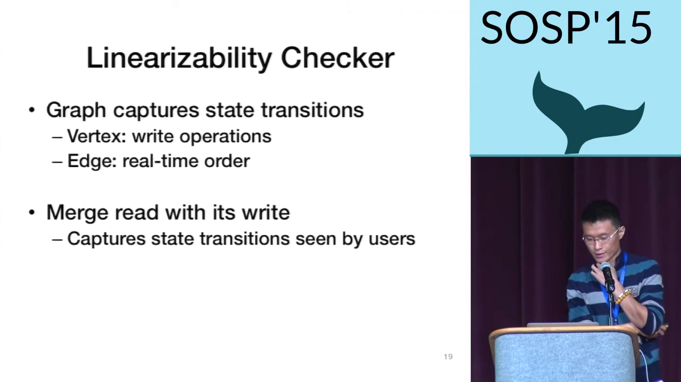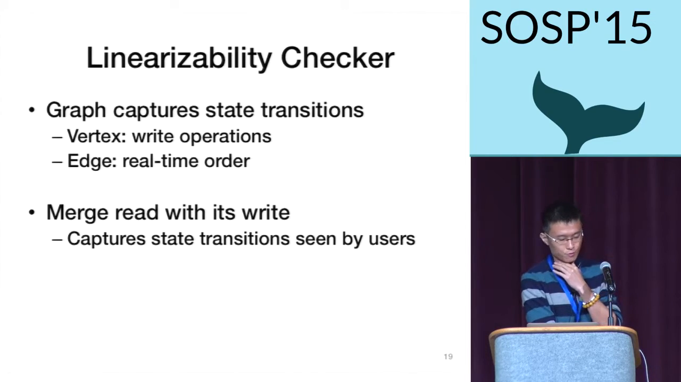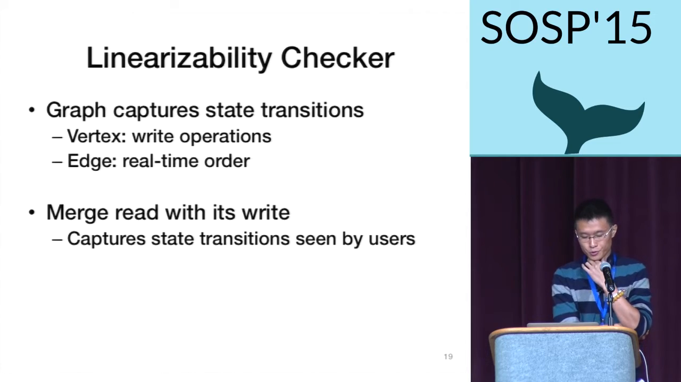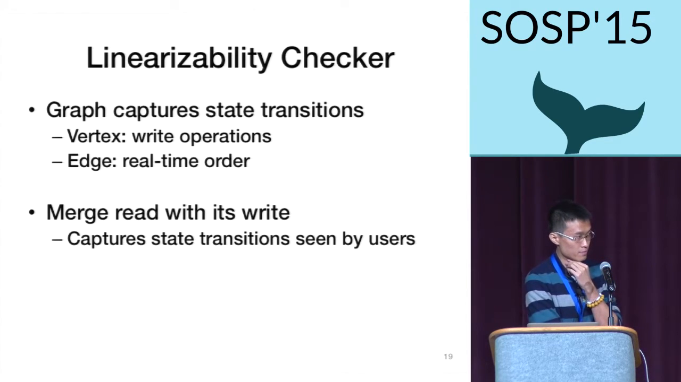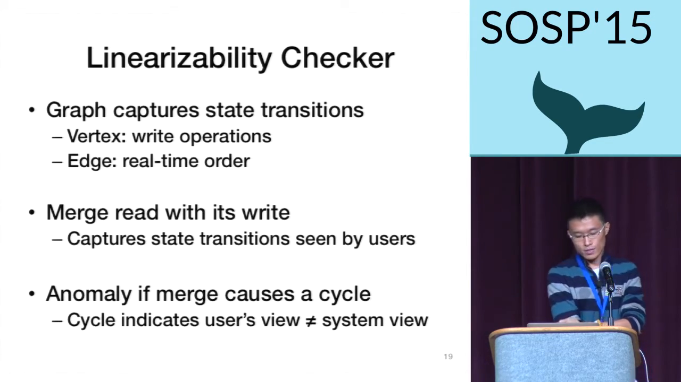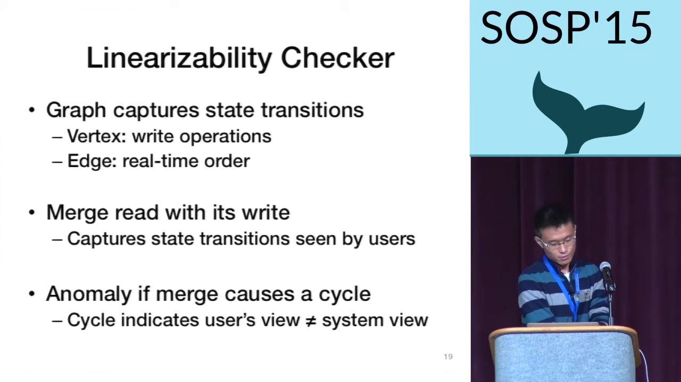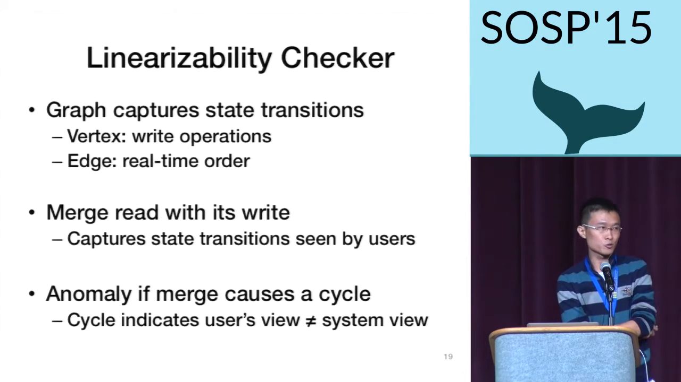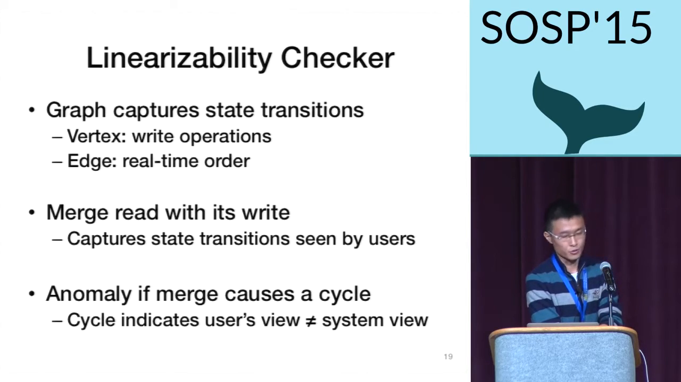When we have a read request, we merge this read request with the write that wrote the value. So by doing the merge, we capture the user's view of the state transition. If the merge causes a cycle, then it means the user's view of the state transition is different from the system's view. So then this read is an anomaly.